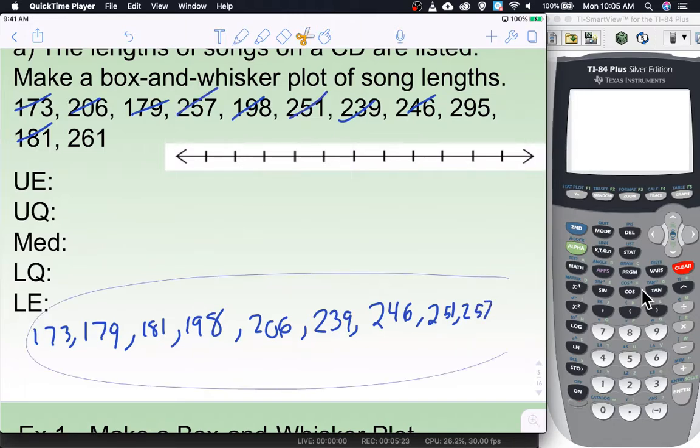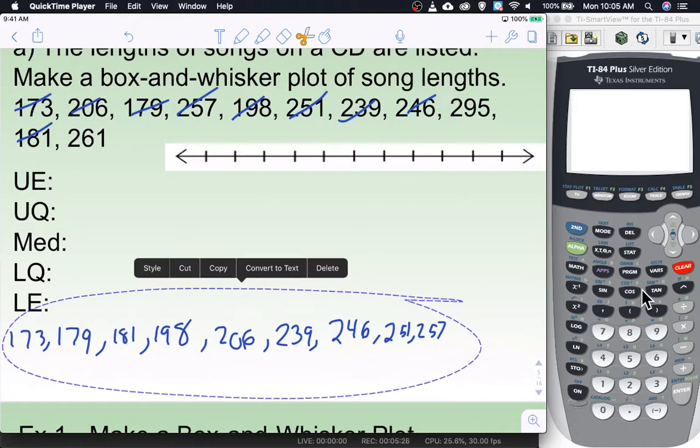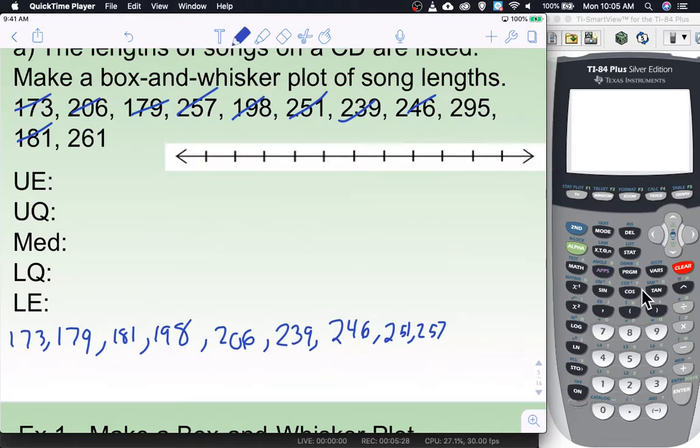Darn, I was hoping I could fit all of these in one row. I think I can if I squeeze them a little bit. There's a 261 and then finally a 295. All right, so I got them all in order.